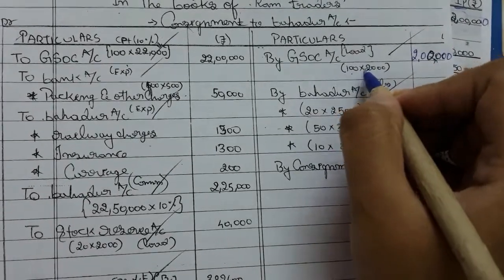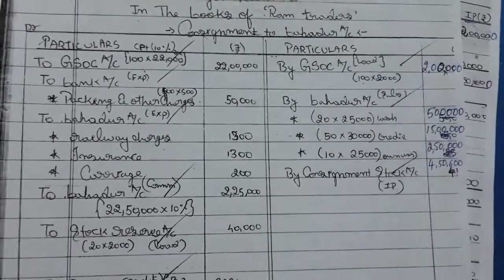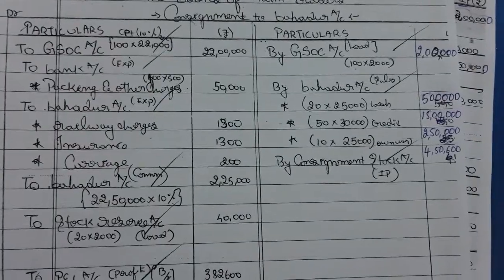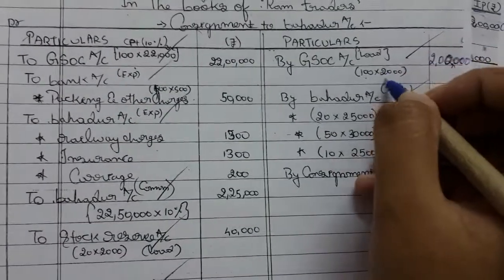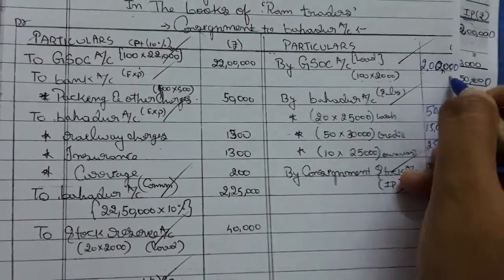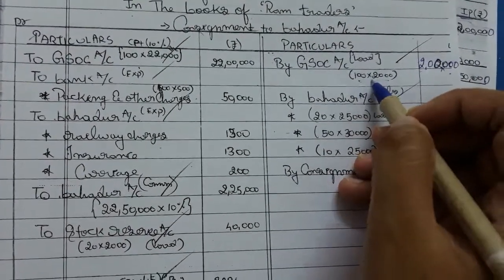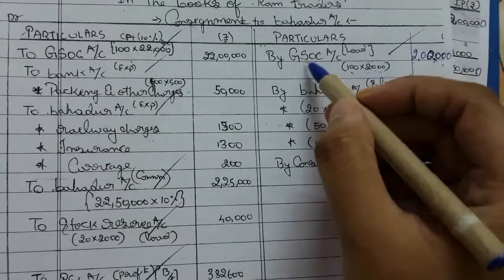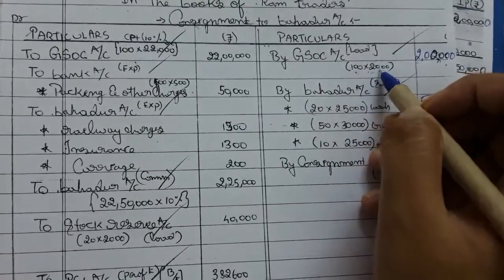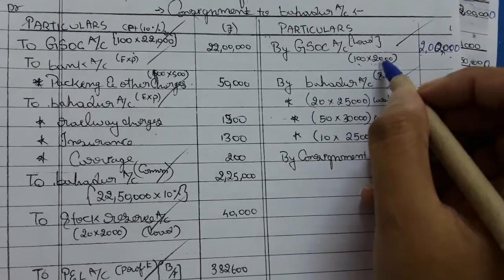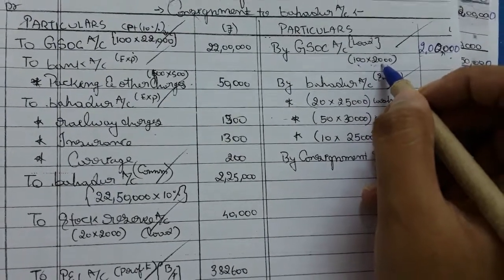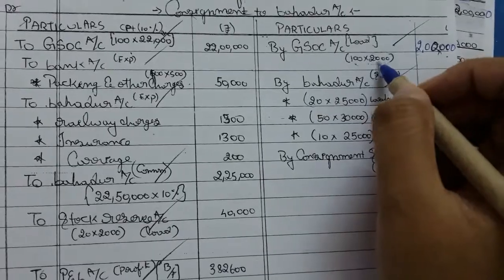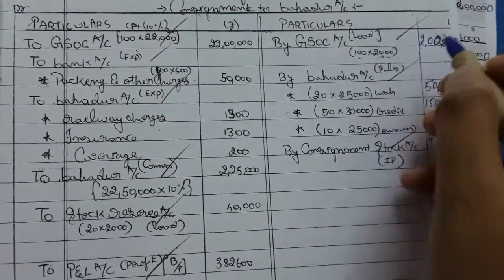That is 100 multiplied by the profit that has been added to each computer. Profit is 2000, so here 2 lakh rupees. Computers sent multiplied by profit, that is the profit on goods sent on consignment. What is the profit that has been added on each computer? That is 2000, which will be 2 lakh rupees.